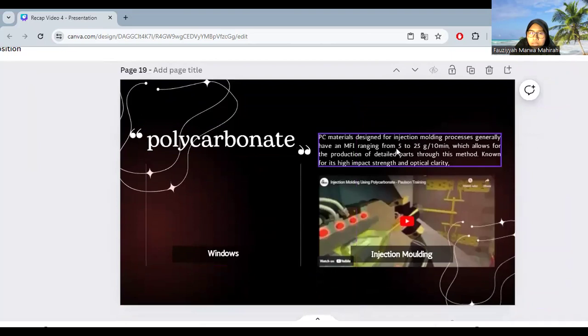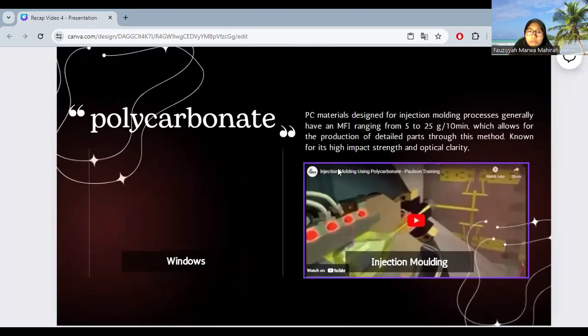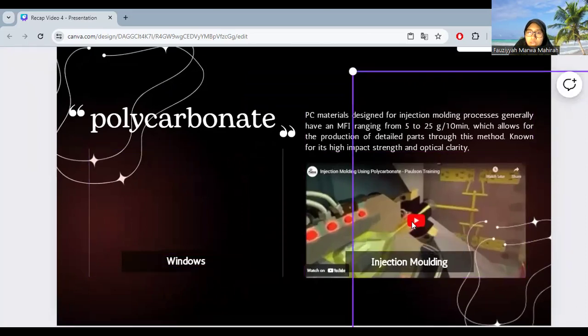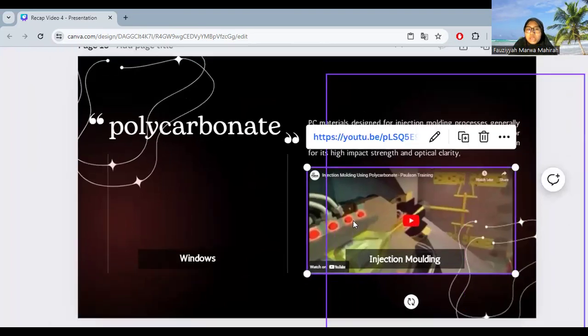Next is polycarbonate. Also used in injection molding. You can watch it on YouTube. For example, windows.